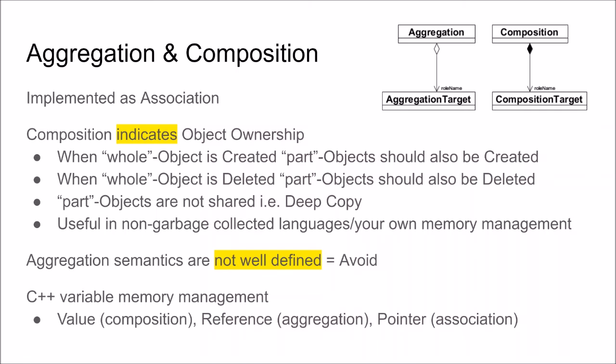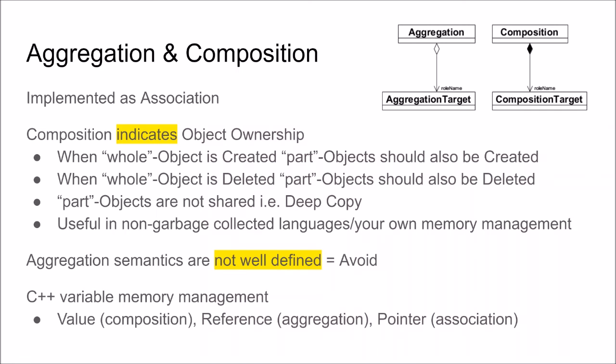Aggregation semantics are not well defined. This means that the aggregation is interpreted differently by every developer, and thus you should avoid using aggregation altogether. There is no real difference between aggregation and the common association.